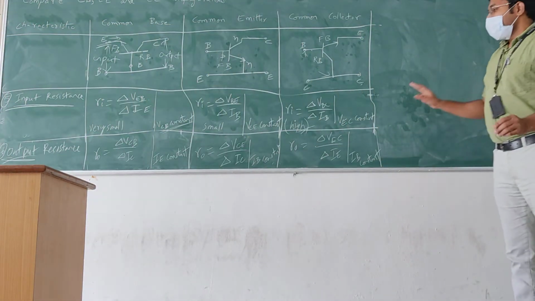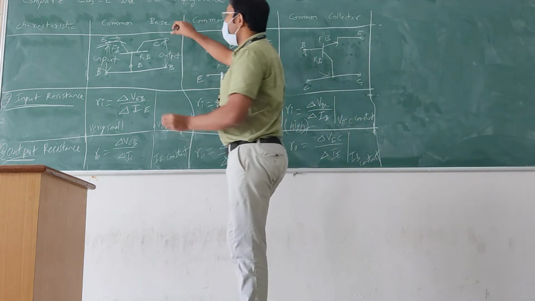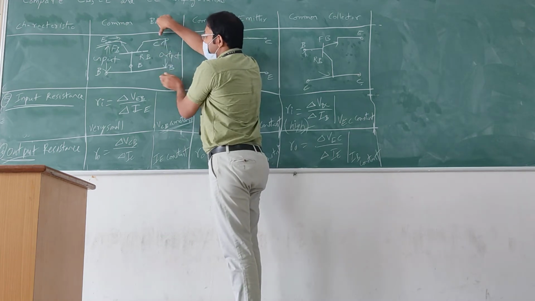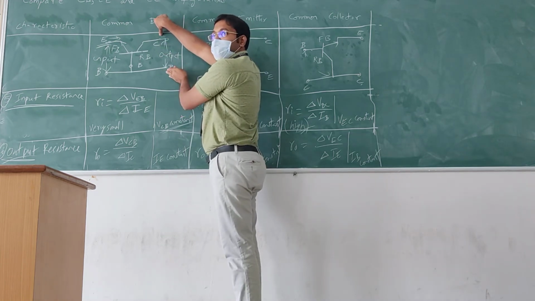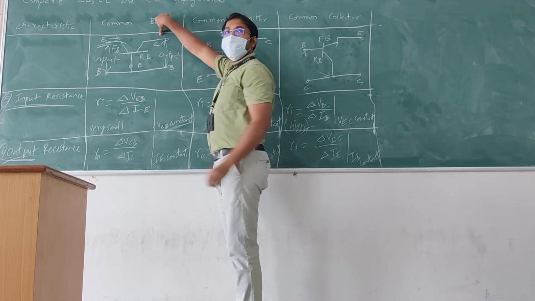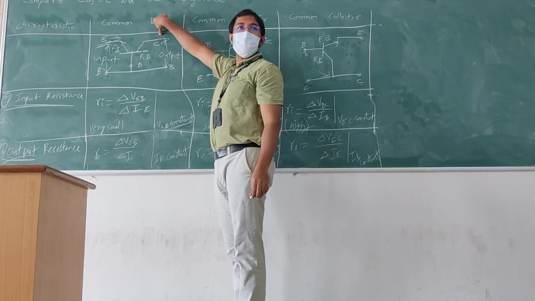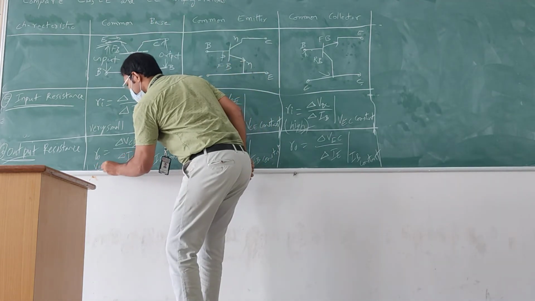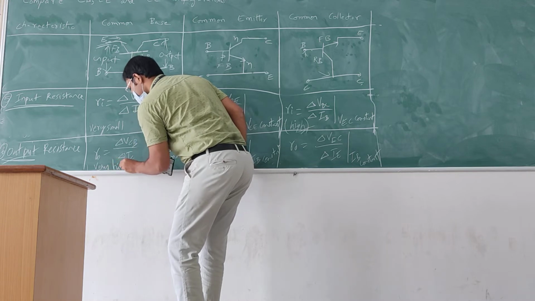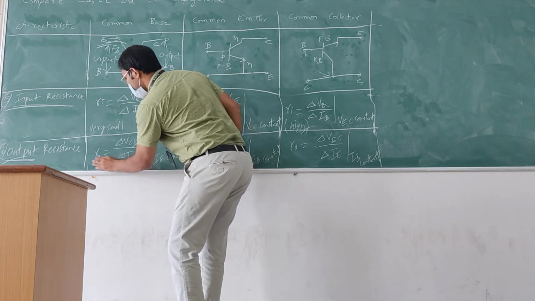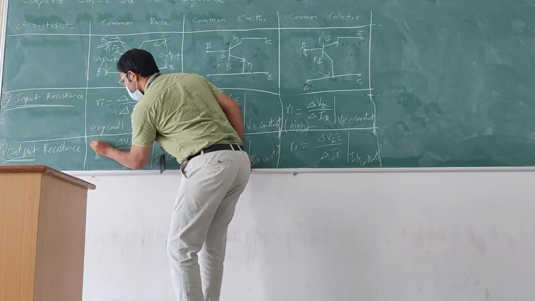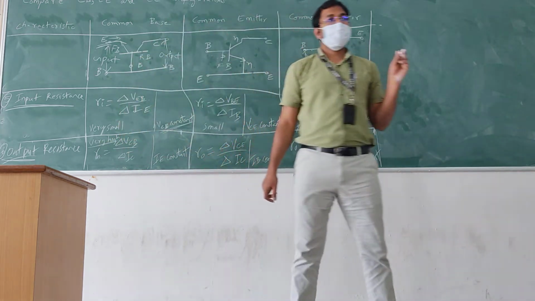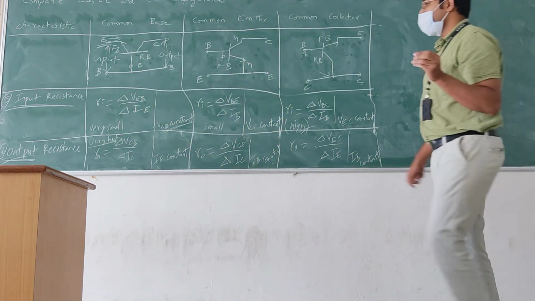Next, again, R naught. We are taking here across a reverse bias junction. Directly across reverse bias junction, this will be very high. That resistance will be very high.